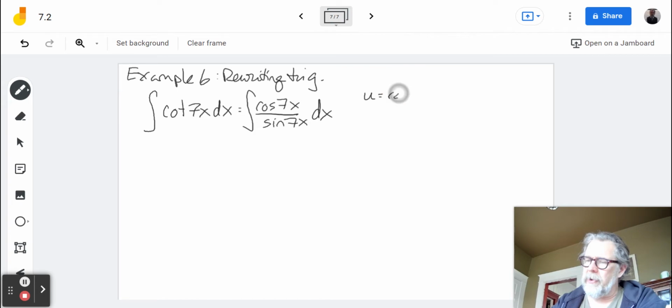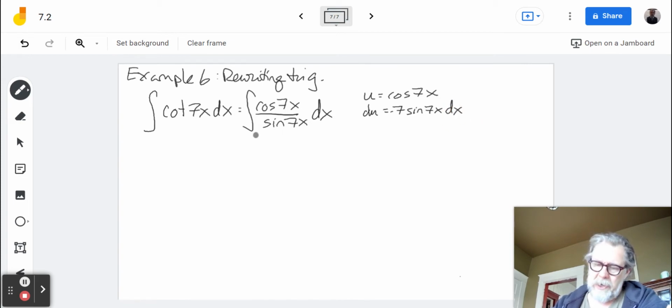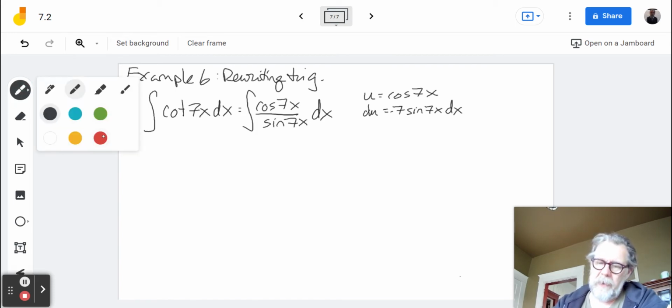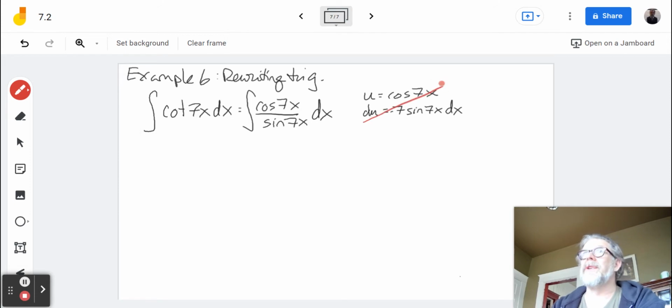First of all, u is equal to cosine of 7x. The differential du is 7 times the negative sine of 7x dx. Notice that we do not, in fact, have a sine of 7x dx in our equation because the sine is in the denominator of the equation. So that's not going to work. Let's put a little red X through it to show that it is not going to work.